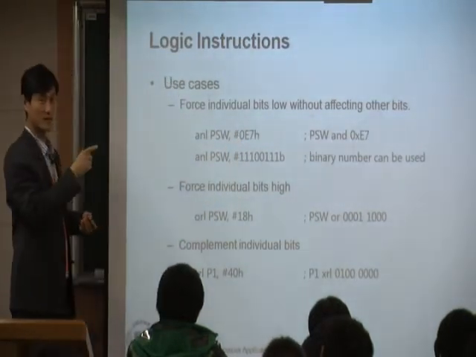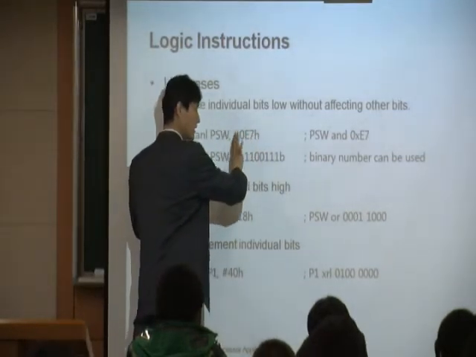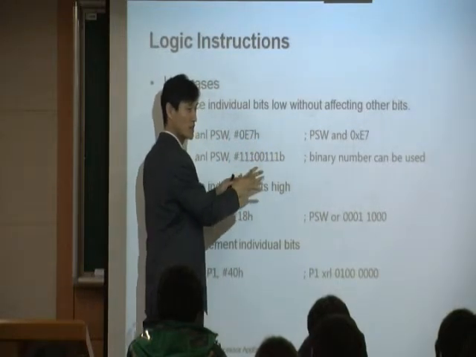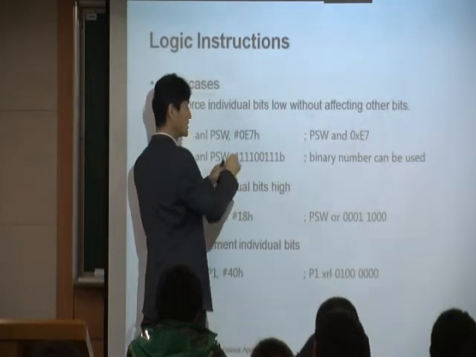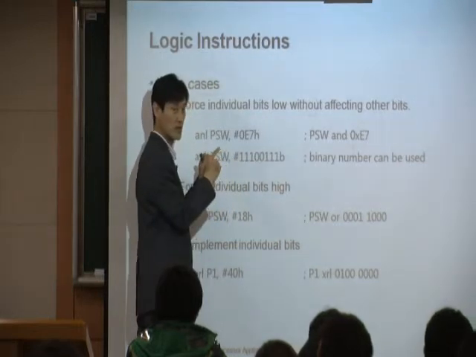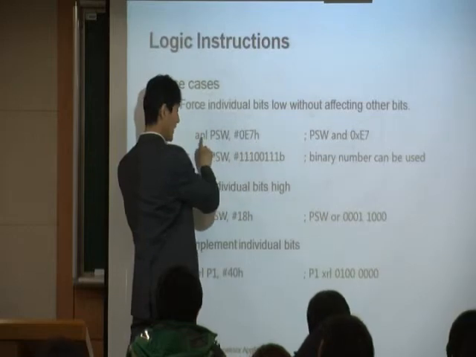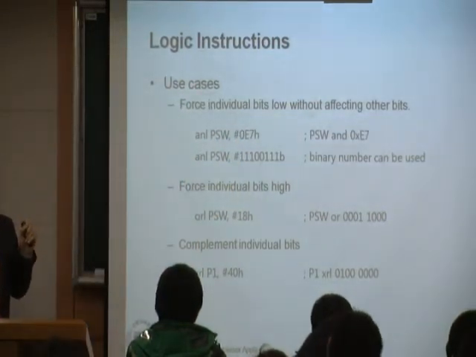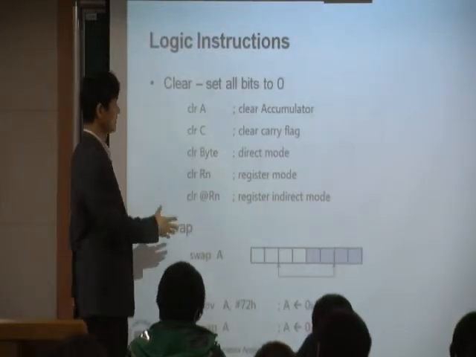7F, right? You have a 7F. In that case, the lower 7 bits, I want to have the same. I don't want to touch anything for the lower 7 bits. Only the first bit, I want to set it to 0, because we know that the first bit, the MSB, is the carry. So you can use a 7F here and use AND PSW, 7F. Then the carry flag will be cleared. Same as this one. Okay, that's another way.